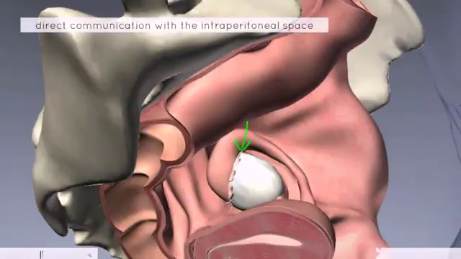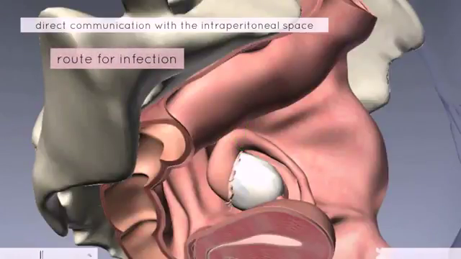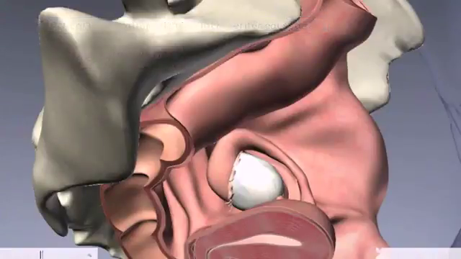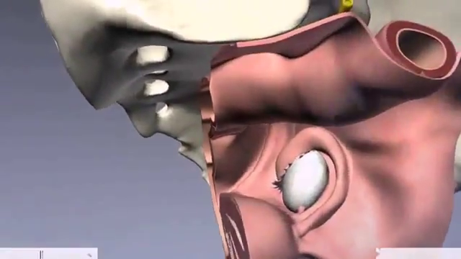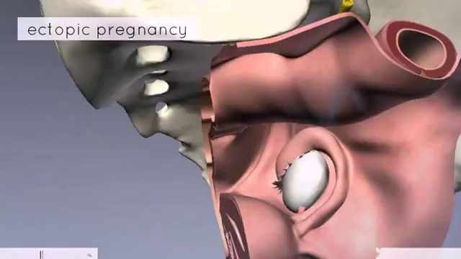So why is this important? Well, this direct communication is a possible route for the spread of an ascending infection. So sexually transmitted infections like gonorrhea or chlamydia can potentially ascend and spread into the peritoneum. So the fallopian tubes are also one of the most common sites for ectopic pregnancies to occur.